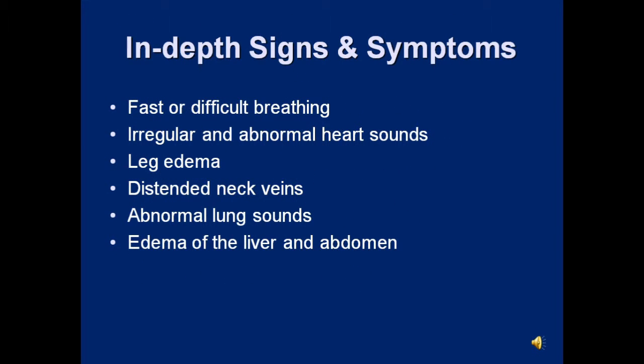Now we will talk about in-depth signs and symptoms related to heart failure, which includes fast or difficult breathing, known as tachypnea or dyspnea, irregular or abnormal heart sounds, such as an S3 gallop or murmur from turbulent blood flow, leg edema if there is backflow of blood into the extremities from the right side of the heart, distended neck veins, also characteristic of right-sided or bilateral heart failure, abnormal lung sounds such as crackles, also known as rales, bronchi, and cardiac wheezing, edema of the liver and abdomen seen by abdominal distension and prominent venous pattern.